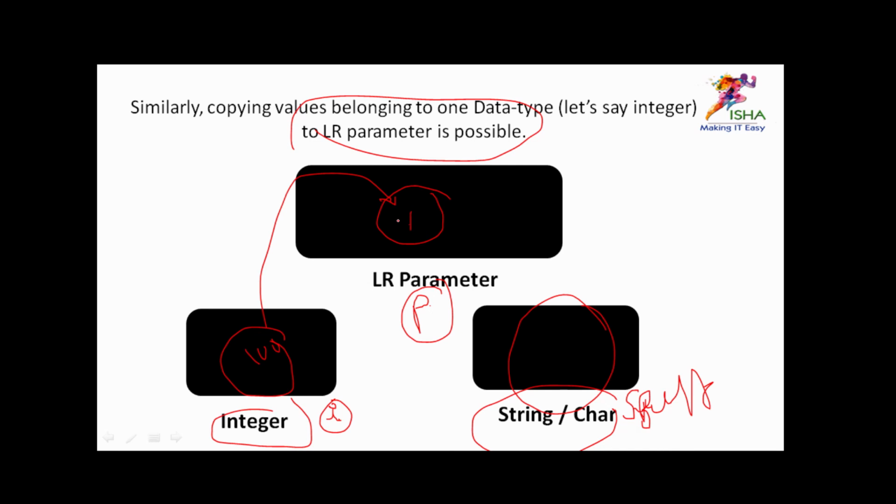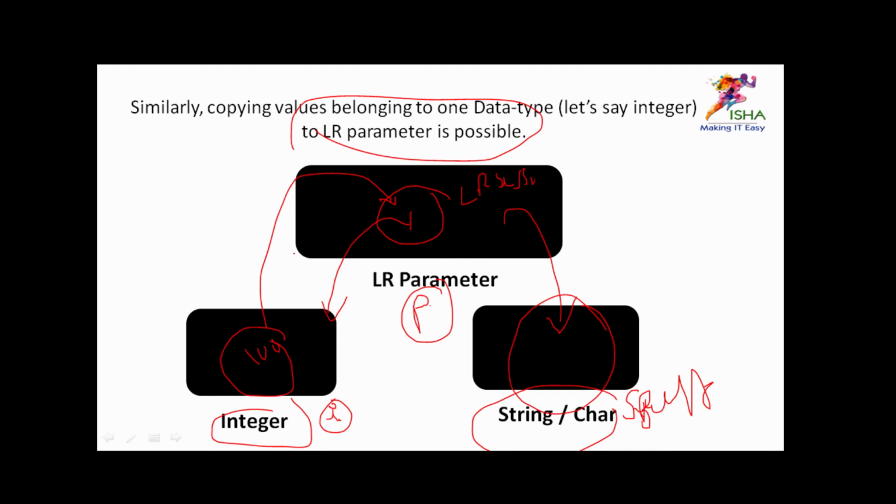You have a 1, you can put that into an integer, or you have LoadRunner session, LR session, inside this parameter called P. You can put that into this string. Vice versa is also possible. These are the conversions that I am talking about.